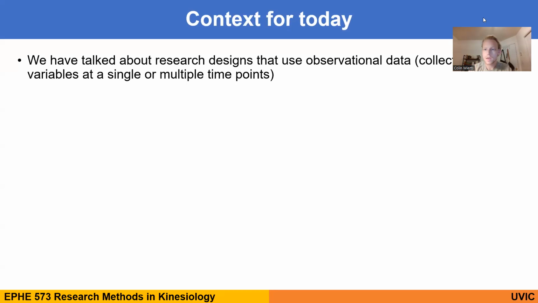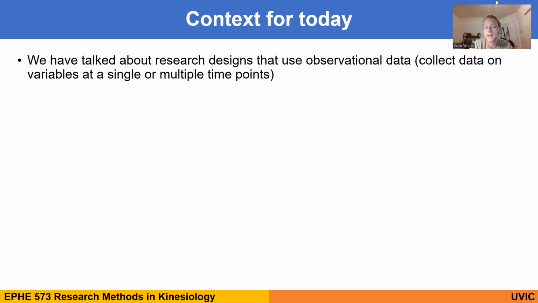So we have talked in this class already about research designs where we use observational data. And essentially what we're doing is collecting data from people. We're taking measures on people, either at a single time point or at multiple time points. And in this context, obviously, we're just observing. We're not doing any intervention like we kind of talked about last week with the ANOVA framework.